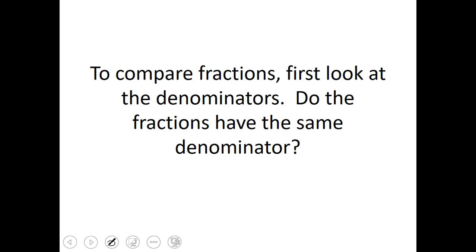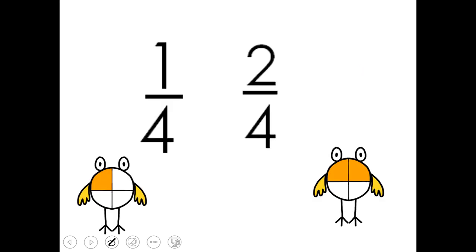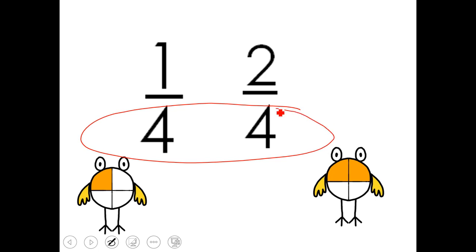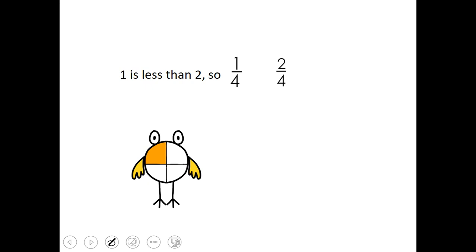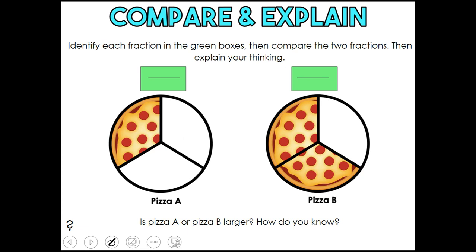So when we compare fractions, remember that we start with our denominators, and we need to check if our denominators are the same. So if these are our two fractions, we need to check that these numbers are the same. They are, so we don't have to worry about them, so we can cross them off. Now, when the denominators are the same, then we look at the numerator, which is the number at the top. So we are looking here to see which number is bigger, 1 or 2. We know that 2 is bigger, so our sign goes like that, okay?